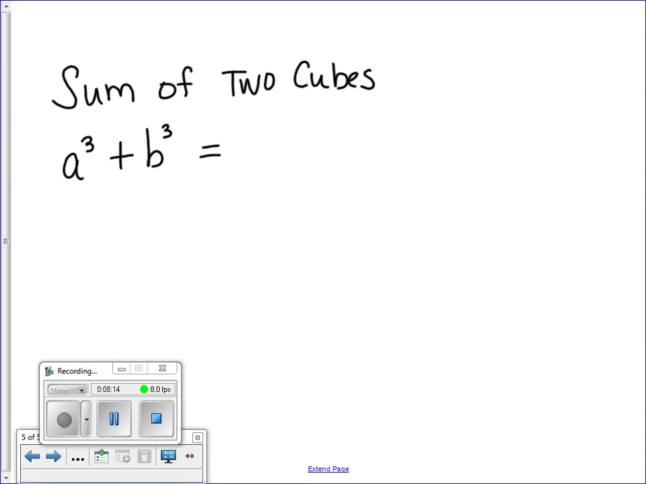It will factor down to a plus b times a squared minus ab plus b squared. Get that written down, and I'll show you one thing.